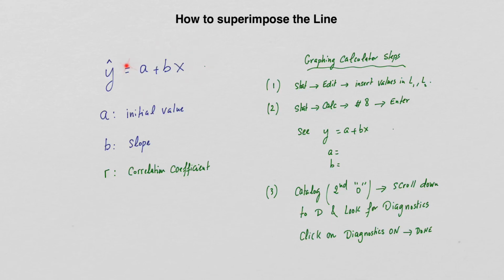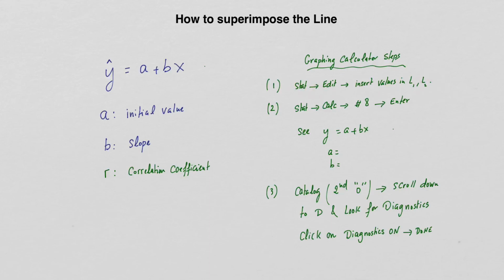Clearly, we want the line. And that line, we don't call it mx plus b, we call it a plus bx. We don't even call it ax plus b. It's a plus bx, okay? Notice I put a hat because this is the predicted value. This is not the observed from L2. The very first thing you're going to do is go to stat edit, as you know, and you insert your values in L1 and L2. Make sure L1 has the explanatory variable and L2 is represented by the response variable.